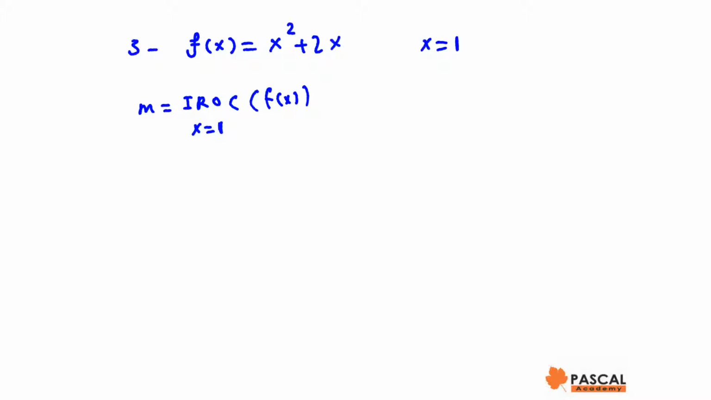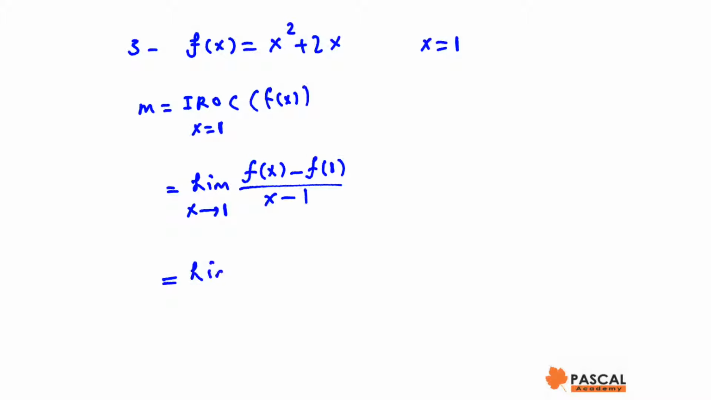Question number 3. Determine the equation of the tangent line to the graph of f of x equals x squared plus 2x at x equals 1. We know the slope of the tangent line is the same as the instantaneous rate of change of f of x at x equals 1, which is the limit of f of x minus f of 1, over x minus 1, as x approaches 1.